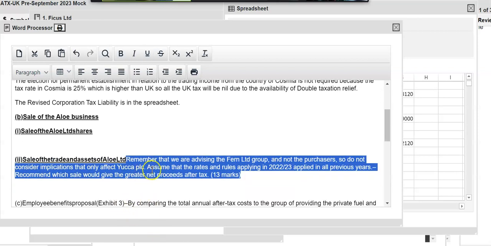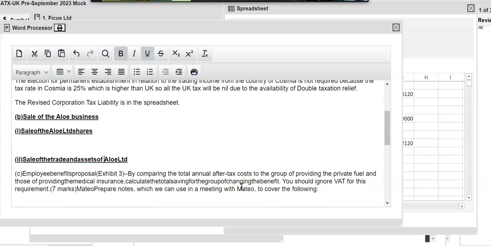Okay, but let's first read it out. Remember that we are advising Fern Limited Group and not the purchaser. So we are advising the group, and do not consider the implication that only affects UCA PLC. Assume that the tax rates apply in all the previous years. Recommend which sale will give the greater net tax proceeds. So we have to also calculate the net tax proceeds of Aloe Limited. So after applying taxes, we have to see which of the methods is giving us more benefits.